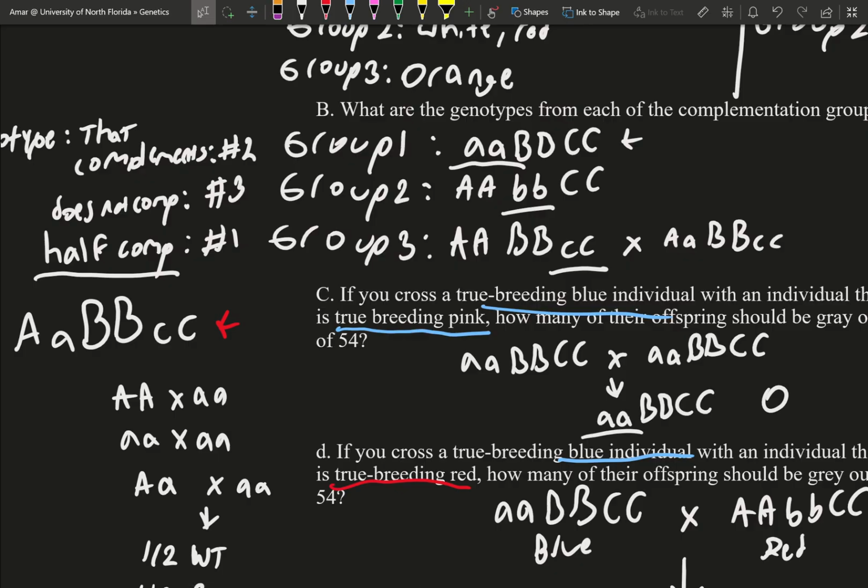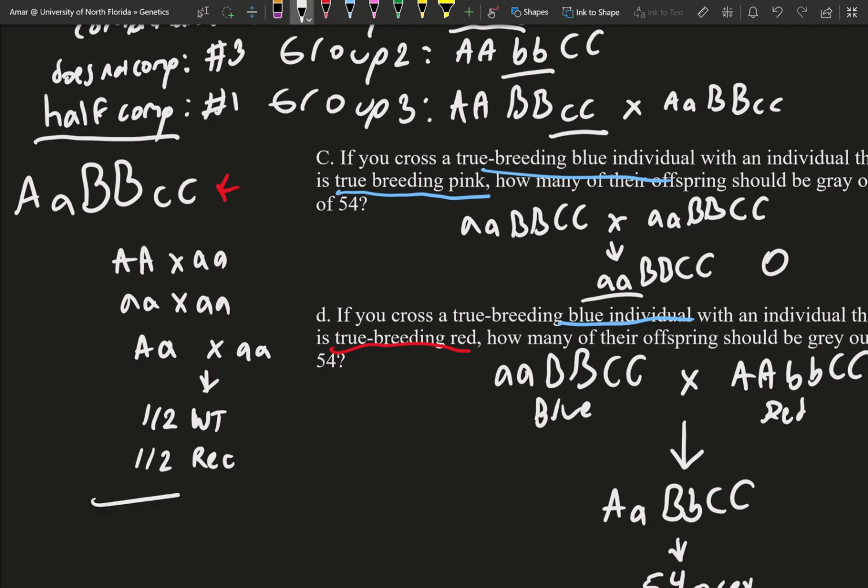If you cross with number 2, the big C with little c, you're getting a dominant allele in the offspring, and then little b with big B, you're getting a dominant allele in the offspring. So that's basically that. And then half complementation, what we've covered over here, it's basically that.